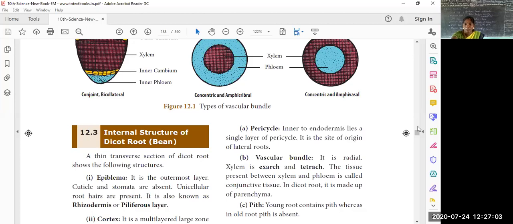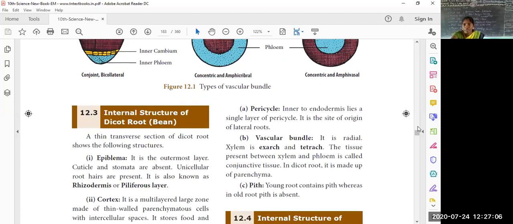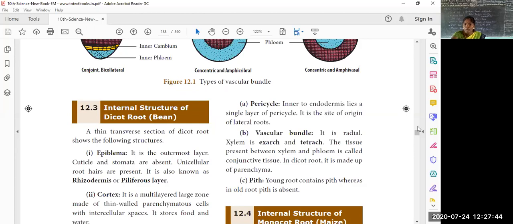Okay, so next, vascular bundles. There are different types of patterns: radial, conjoint, collateral, and bicollateral. In this dicot root, the vascular bundles are arranged radially. Xylem is exarch, which means protoxylem lies towards the periphery, which means outside, and metaxylem is present inside toward the center. That's why the vascular bundles are called exarch, which is present only in roots.